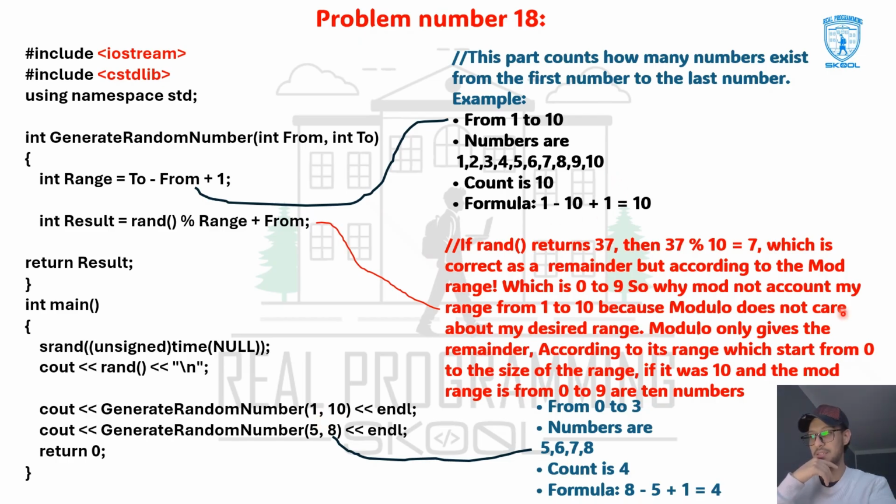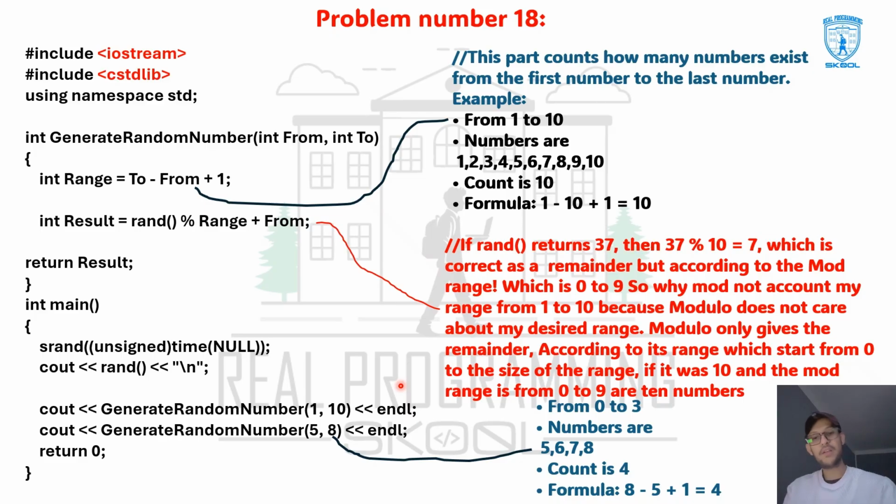So when we said that the modulo doesn't care about my desired range, it only gives the remainder according to its range, which starts from 0, not from 1, because our range is from 1 to 10 and the modulo range starts from 0 to the size of the range. If it was 10, the mod range is from 0 to 9, which is 10 numbers. That's correct. The range that I set here in the first function, generate random number, starts from 1 to 10, right? Which means we have 10 numbers. And the modulo range from 0 to 9 also means 10 numbers, because 0, 1, 2, 3, 4, 5, 6, 7, 8, 9, that's 10 numbers.